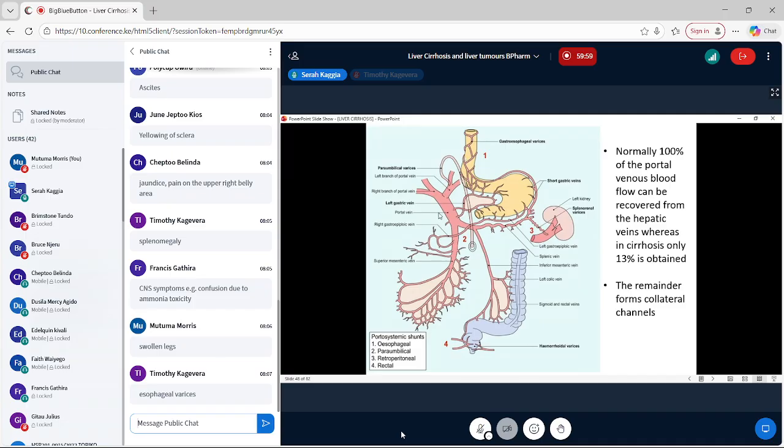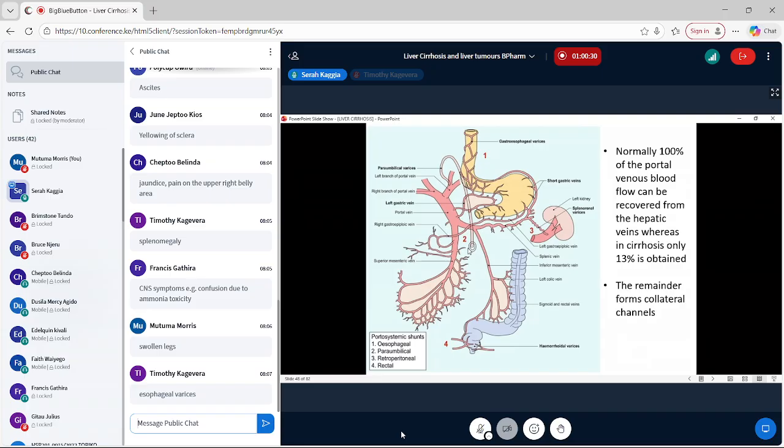Okay, then you remember the umbilical vein. So instead of going to the portal system, it goes to the umbilical vein and comes here to the umbilicus. It forms something we call caput medusae. Near the umbilicus, you'll see distended blood vessels around it, just distended with a lot of blood. That will be the caput medusae that we talk about.